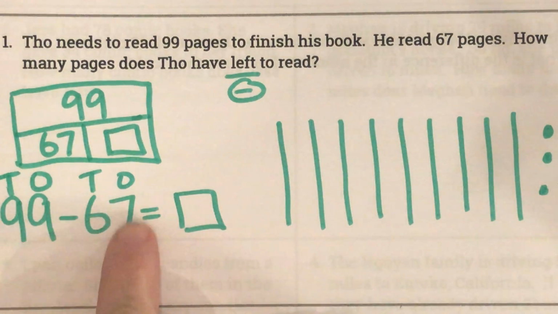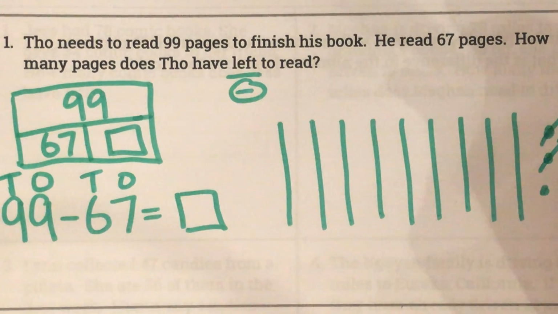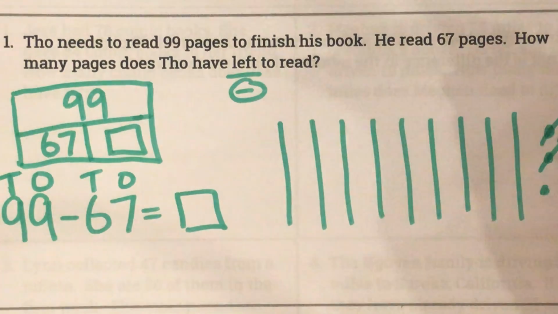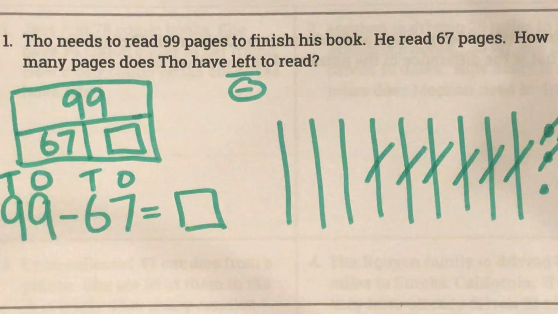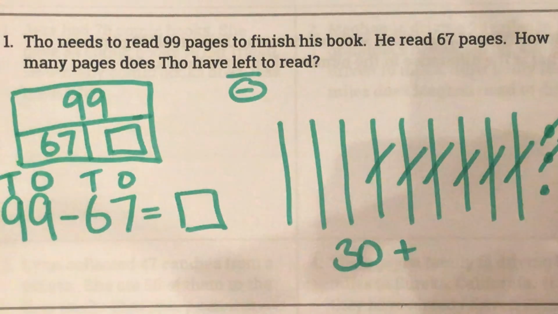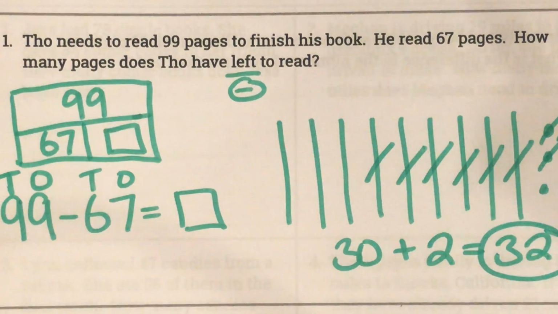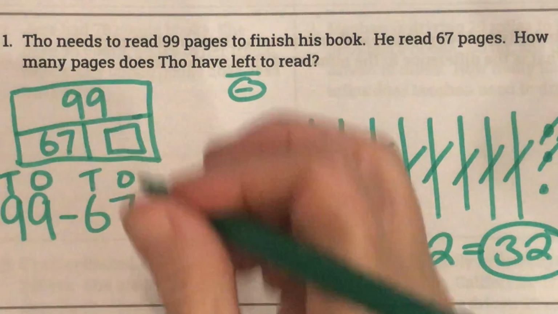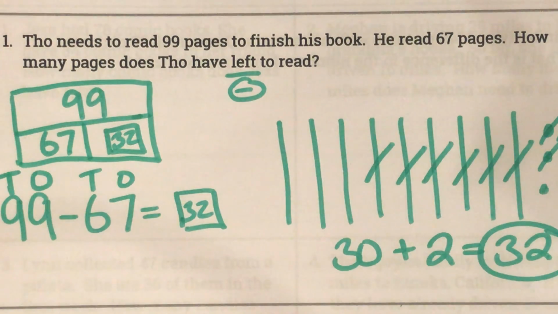So we always start with the ones. So I'm going to take away 7 ones. So ready? 1, 2, 3, 4, 5, 6, 7. And then let's take away the 6 tens. 1, 2, 3, 4, 5, 6. So what do we have left? We have 3 tens. So 3 tens is 30 plus 2 ones, which is 2. So our difference or our answer is 32. So 32 was our missing part or our difference.